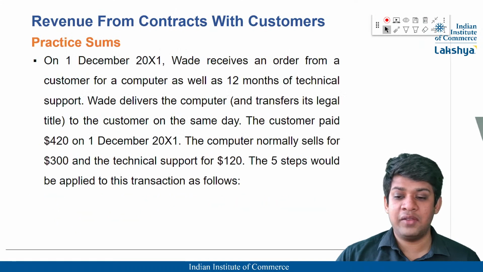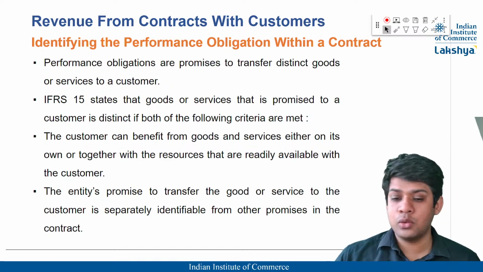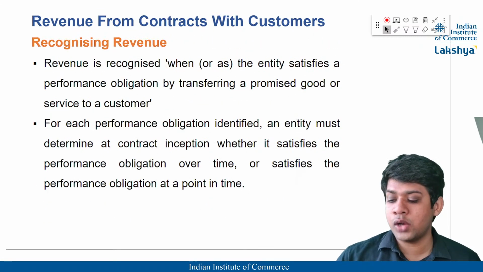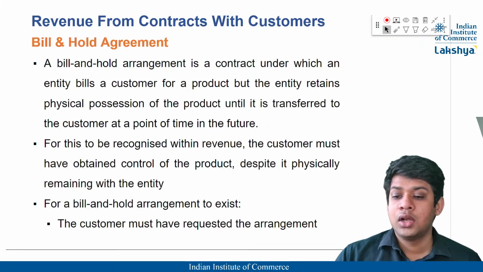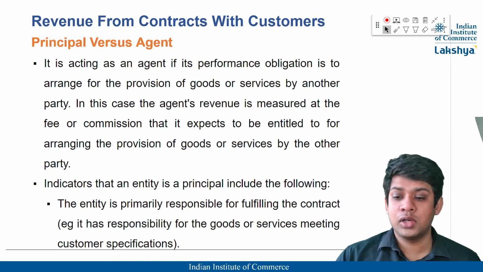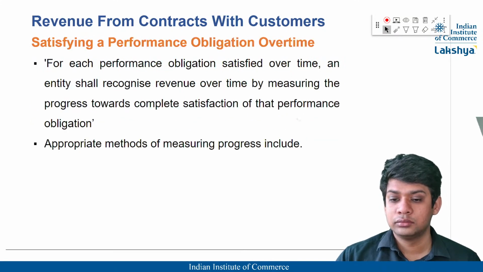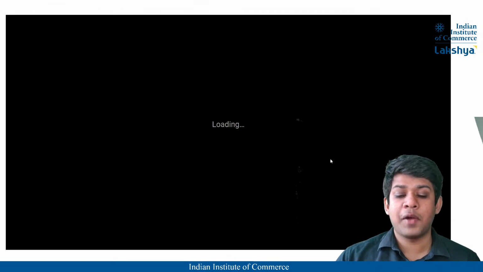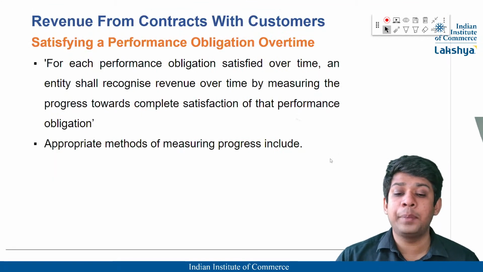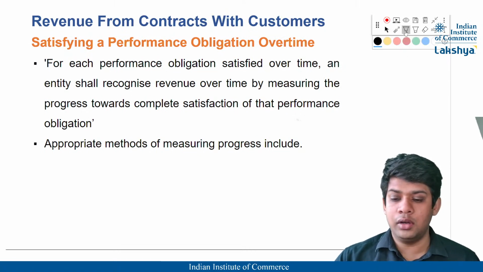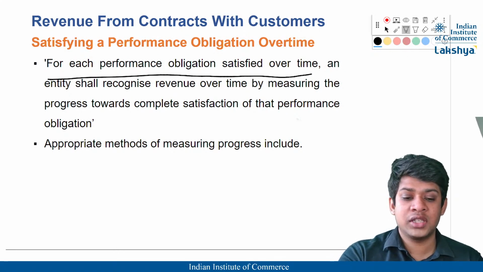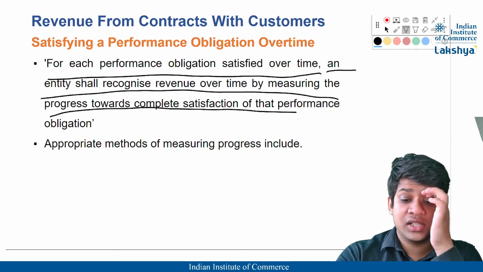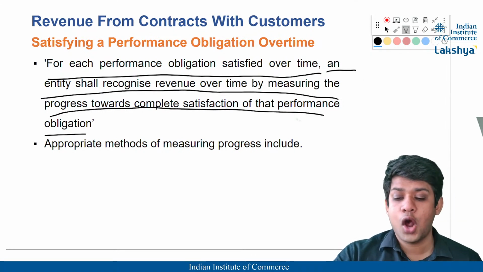So we had covered revenue halfway through in the previous section. We had covered the first simple 5 steps and also understanding repurchase agreement, bill and hold agreement, principal versus agent. And technically, we are supposed to start from where the performance obligation is satisfied over a period of time. So, for each performance obligation which is satisfied over time, an entity shall recognize revenue over time by measuring progress towards the complete satisfaction of the performance obligation.